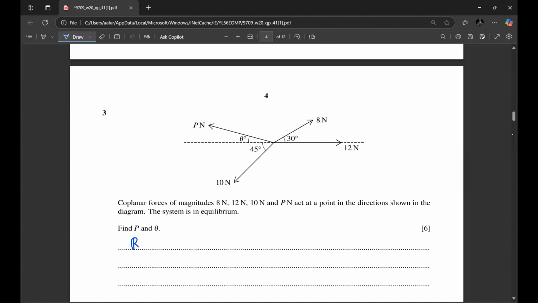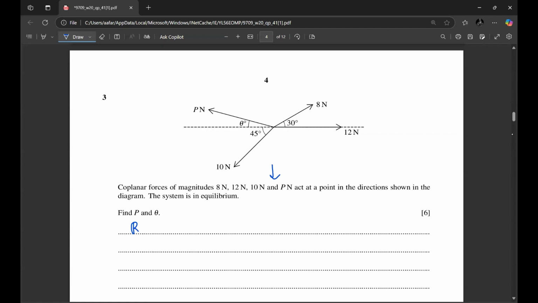I can estimate it's going to be downwards, it's 10 Newton. So the vertical component will be equal to, it doesn't matter what direction you estimate. If it is negative, the magnitude means it's in the opposite direction. 10 sine 45, this component, and there is no other component, minus the component of these two forces, 8 sine 30, minus, let's say, add those components, P sine theta is equal.